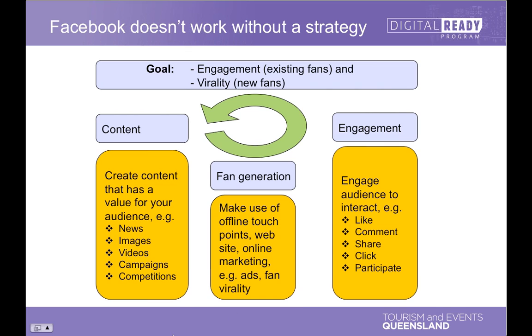So the first thing to think about, as well as advertising, is also what content we're posting, which will generate engagement, get people to interact with your content. So get them to like something, comment on it, share it, click on it, participate, do something with it. Don't just let it sit there. And that will also help with engagement, and it will become a bit of a cycle. So starting with engaging content, also using offline touch points, website, your online marketing, ads, fan virality, get more likers, get more fans, engage them, and it goes round and round and round like this. And this is the key to a successful Facebook page, and also somewhat the key to a successful advertising campaign.